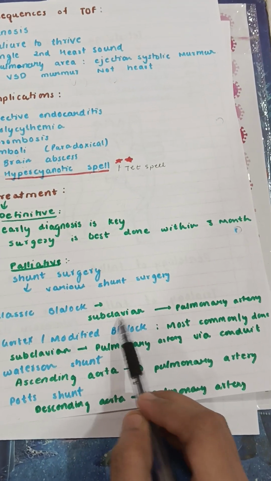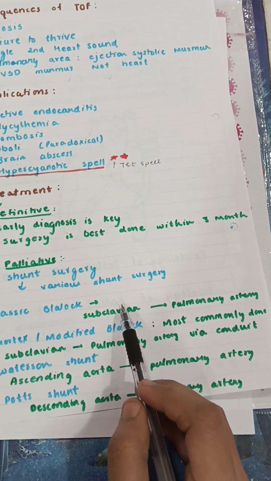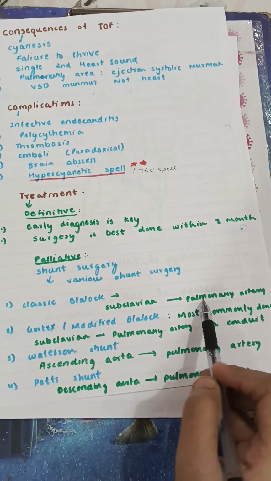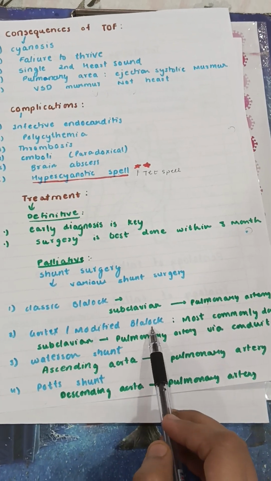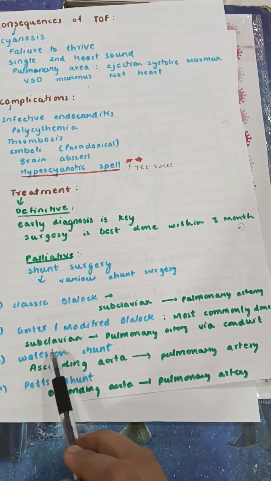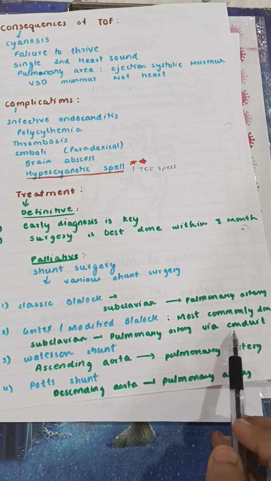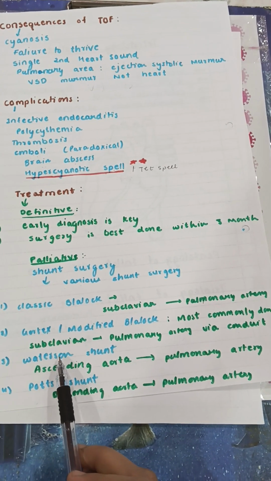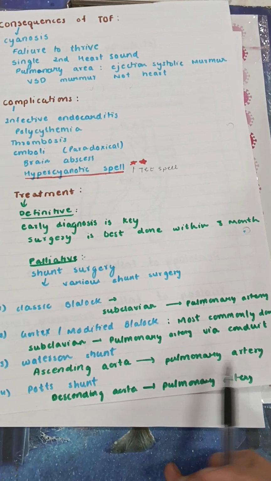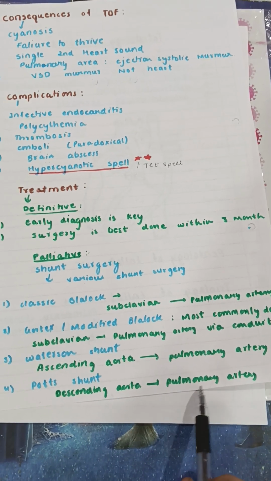in which we shunt the subclavian artery to the pulmonary artery directly, such that the subclavian artery blood will flow to the pulmonary artery and the oxygenation will be increased. Now, the modified Blalock shunt is the most commonly done, and here also we shunt the subclavian with the pulmonary artery, but here we use a conduit. Now, the Waterston shunt, in which we shunt the ascending aorta with the pulmonary artery, and similarly the Potts shunt, in which we shunt the descending aorta with the pulmonary artery.